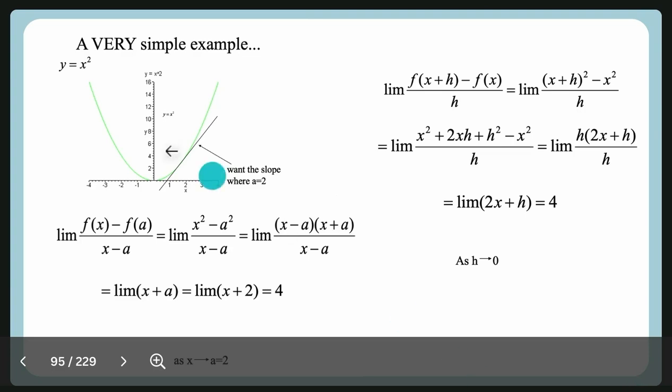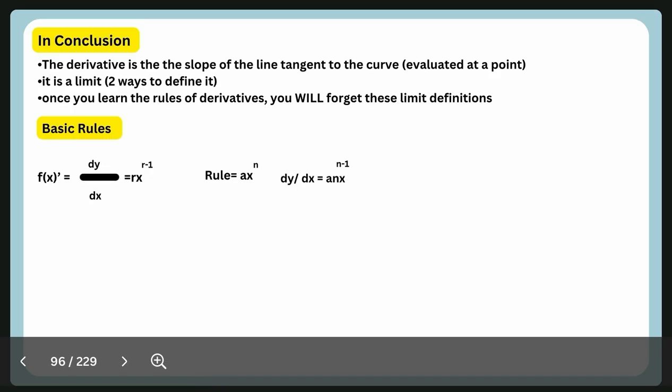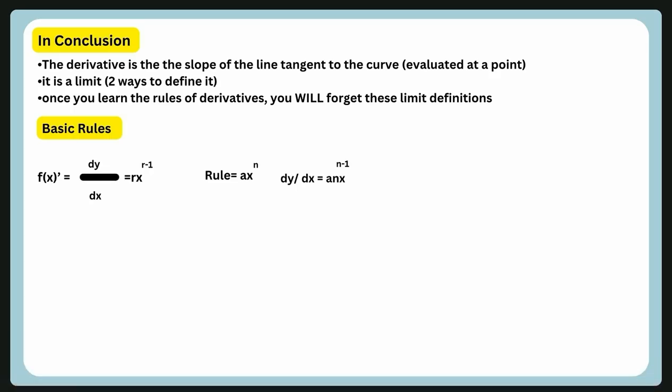Another example that can be shown here is the quadratic parabolic function, which is y equals x squared. So we want the slope for a equal to 2. So as x approaches a, it is equal to 2. So as h approaches 0, this is this equation. In conclusion, the derivative is the slope of the line tangent to the curve evaluated at a point. It is a limit, which is 2 ways to define it.